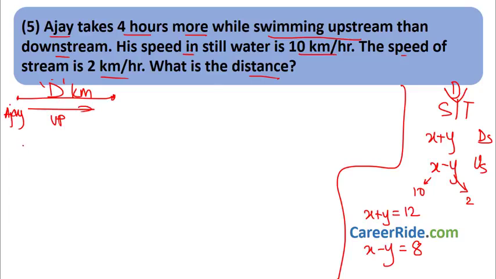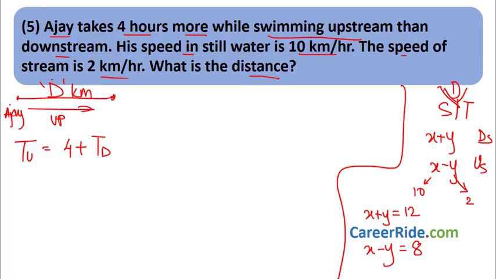So let us assume that while going upstream, Ajay takes TU amount of time. So number of hours needed for Ajay to go upstream is TU, that is nothing but 4 hours more than the time taken to go downstream. So while coming downstream Ajay takes TD, and upstream time is nothing but 4 hours more than the downstream time. Correct? So what is the formula for time?